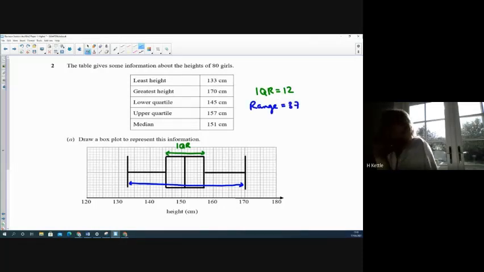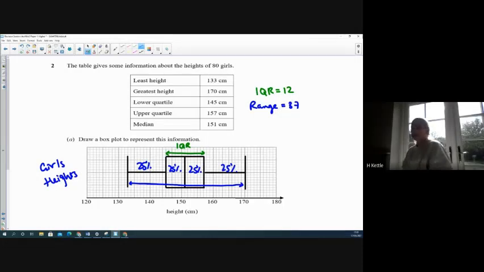And remember, they're both spreads of data. You've got 25% of the data here, 25% of the data here, 25% of the data here, and 25% of the data here. And we would want to label, I think in this question, there was a boys one as well. So girls' heights. I just want to put that there. Fabulous. So that's the interquartile range, which is the upper quartile take away the lower quartile, and the range, which is the highest take away the lowest. We've got the smallest here, lower quartile, median, upper quartile, and the highest value.